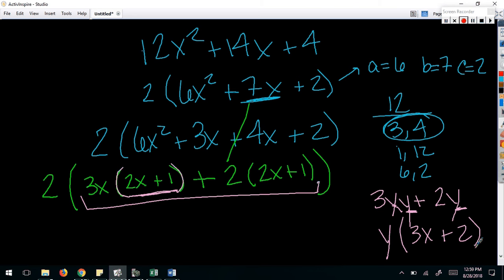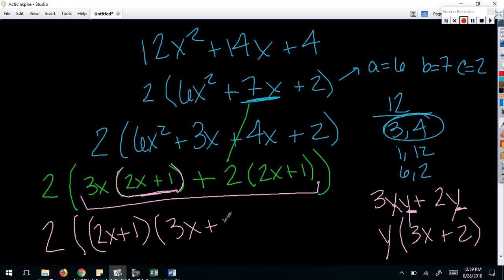That's what I'm going to do then. I'm going to take, the 2's still there. I'm going to take the 2x plus 1 out. And I'm going to leave the 3x plus 2. And it's factored. That's the end of this.